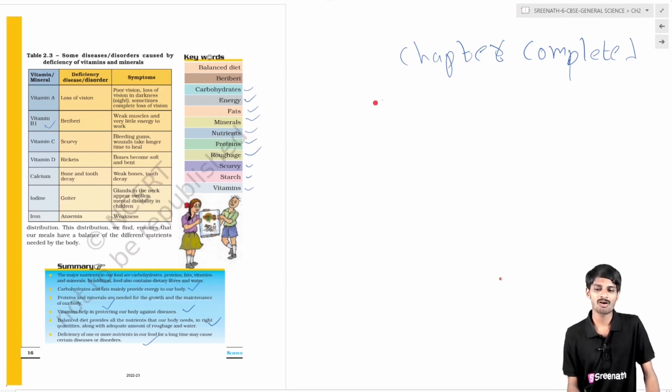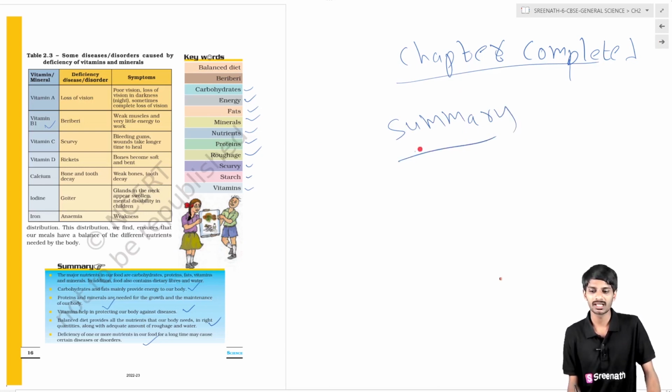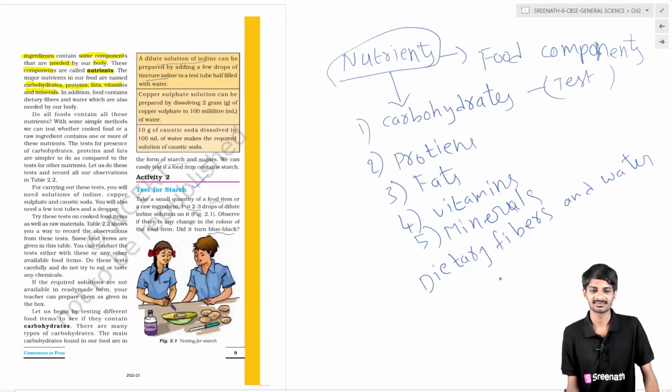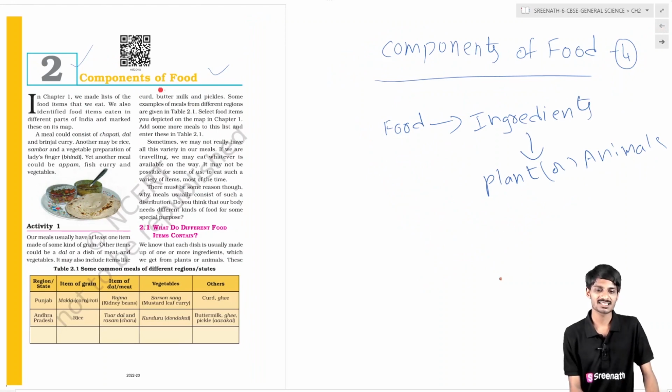Finally, you have completed our chapter. Now we are going to have a summary of the whole chapter. What is our chapter? The chapter is Components of Food. It contains 4 topics.